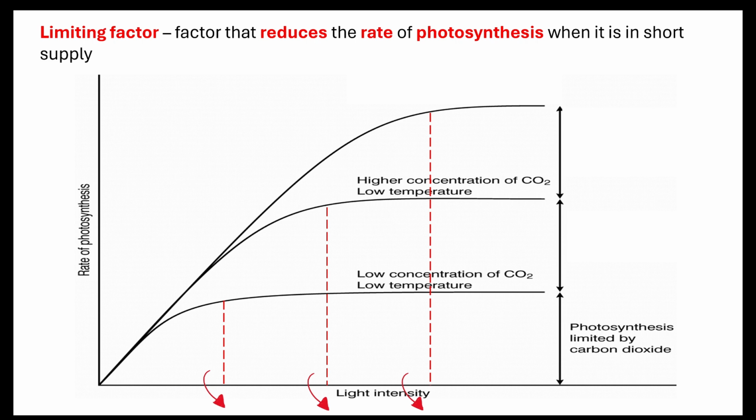After that point, the second line, what we're talking about is that the photosynthesis is now being limited by the temperature. And if we give it a high concentration of carbon dioxide and a high temperature, do not get caught out by saying that the enzymes would denature. High temperature does not necessarily mean we have reached the point of denaturation. So be careful with that.